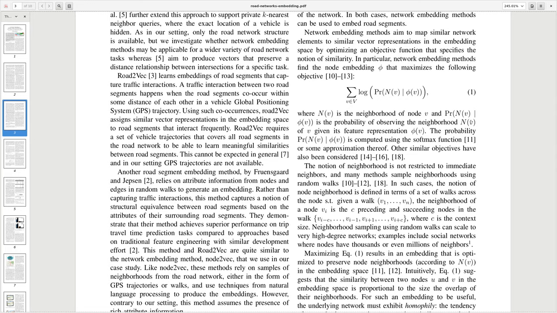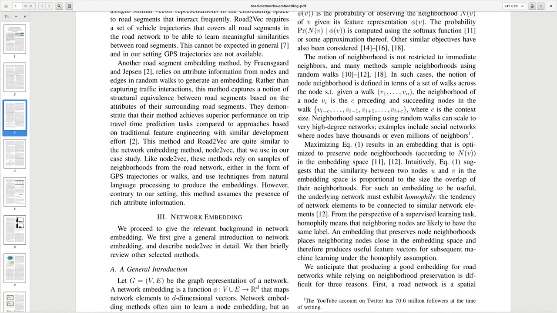Given phi, its feature representation, this probability is the probability of observing the neighborhood N of v given its feature representation. The probability is computed using the softmax function or some approximation thereof. So given the feature representation, conditioned on that, we predict what kind of neighborhood there is for the node.